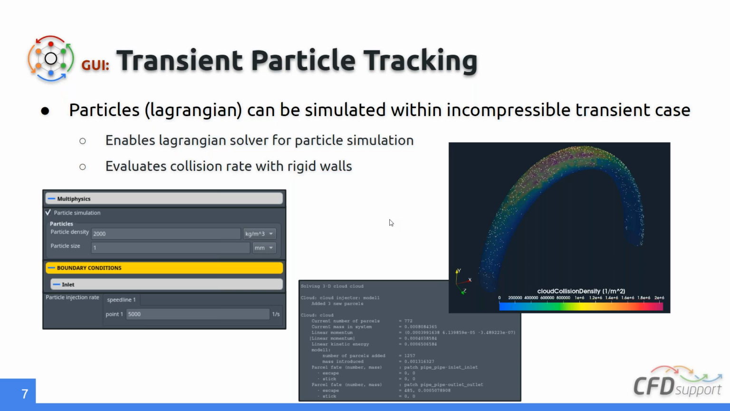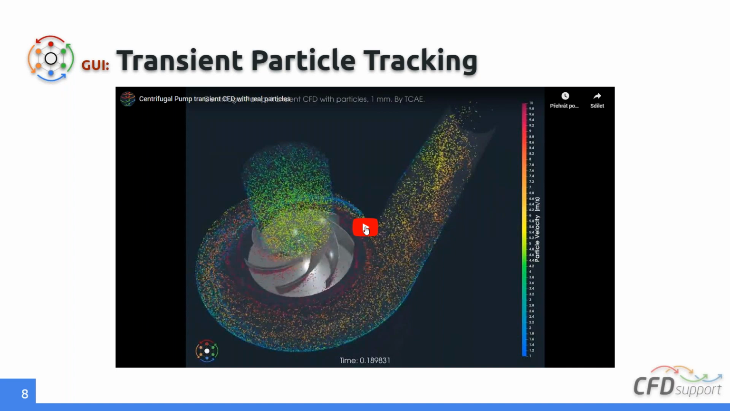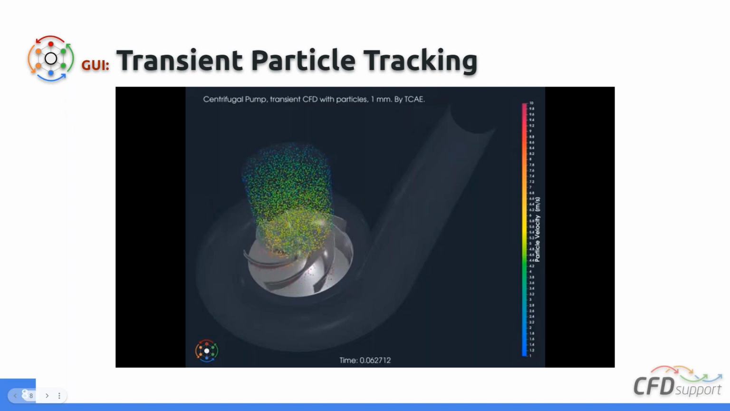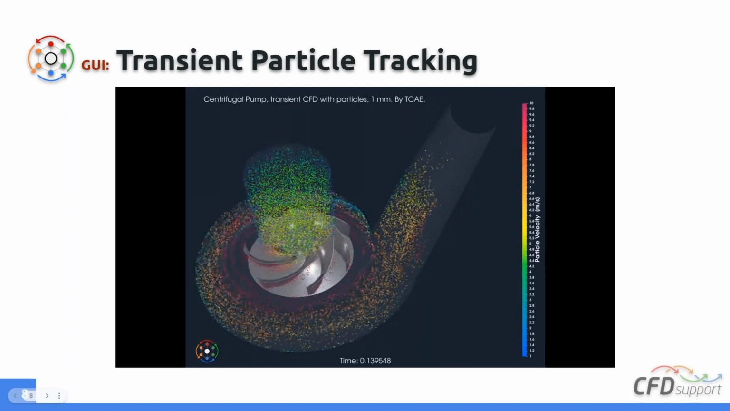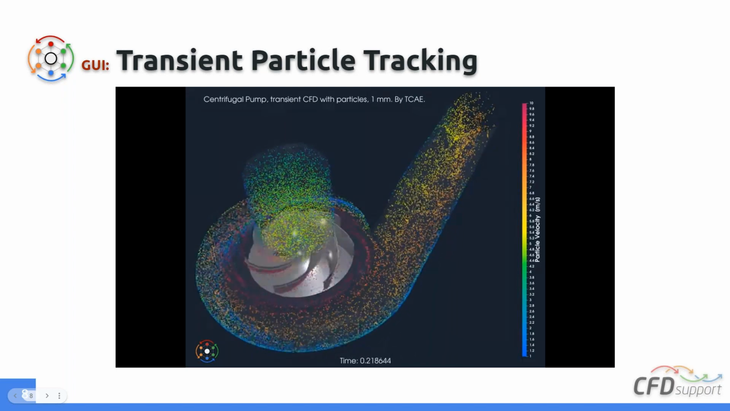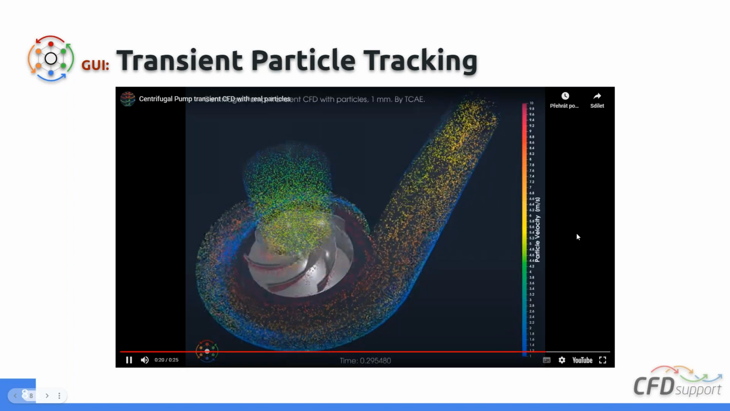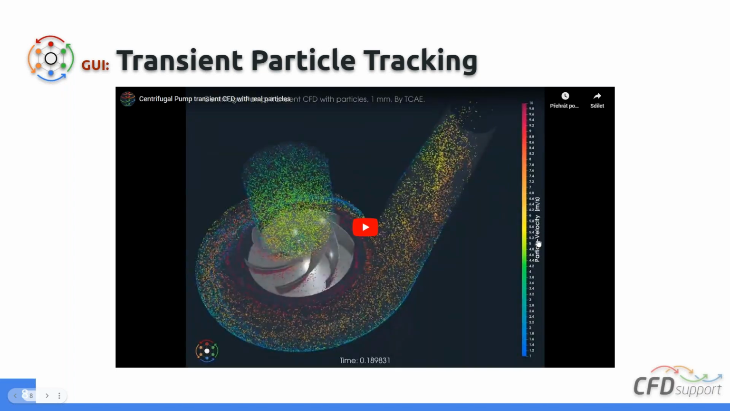So transient particle tracking, let's go for the next. This is the example of what you can now visualize and simulate. This is the particle tracking inside the radial pump. So this kind of video, post-processing and evaluation you can directly do with this new version of TCAE. And each particle holds its own properties, like the size, the particle velocity, and other quantities which can be visualized and used for post-processing.